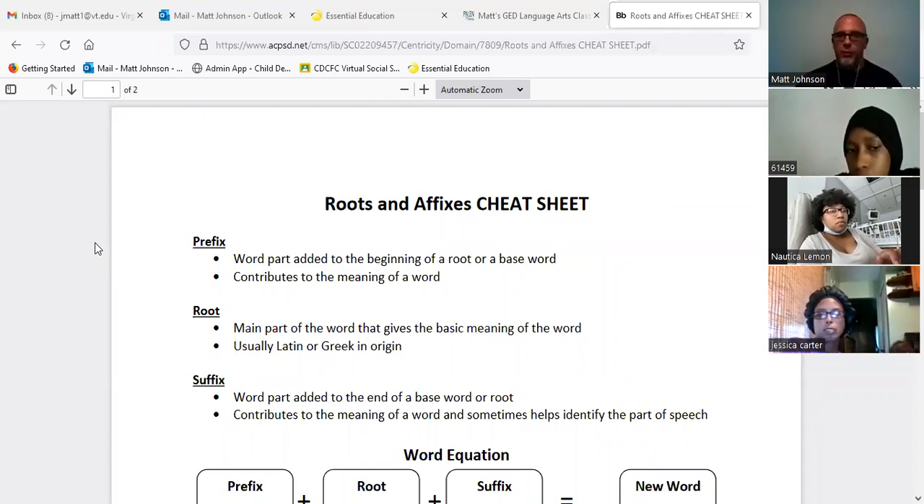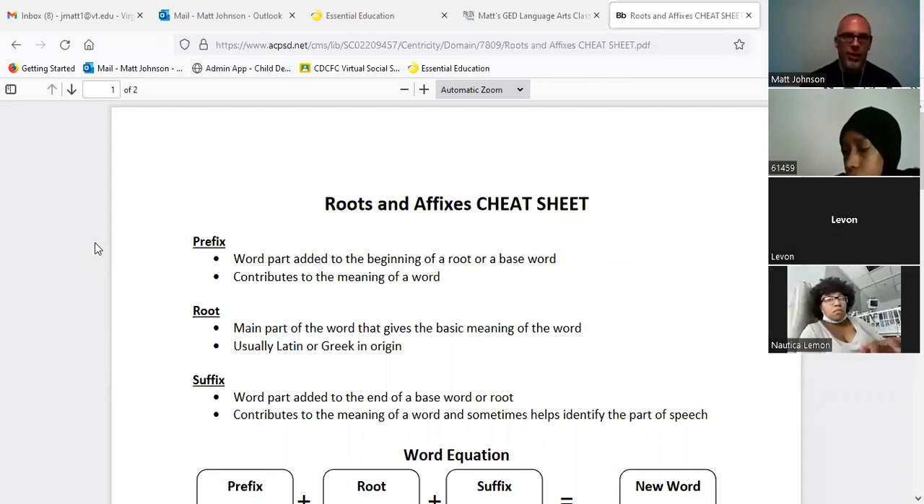Okay. The root, right? That is the main part of the word that is being modified. It typically has a basic meaning. As it says here, most of those root words that we add prefixes and suffixes to come from Latin or Greek. And then a suffix comes at the end of a word.